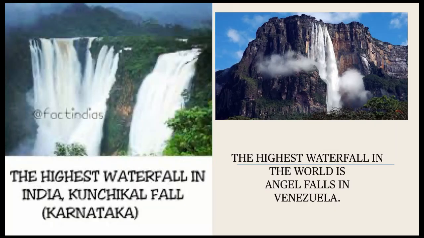Now, what are these water sources? These are called waterfalls. Waterfalls, where water falls from a great height. This is the highest waterfall in India, which is Kuchikal Fall in Karnataka. And this is the highest waterfall in the world, the Angel Falls in Venezuela. Aren't these beautiful waterfalls? Indeed, they are.